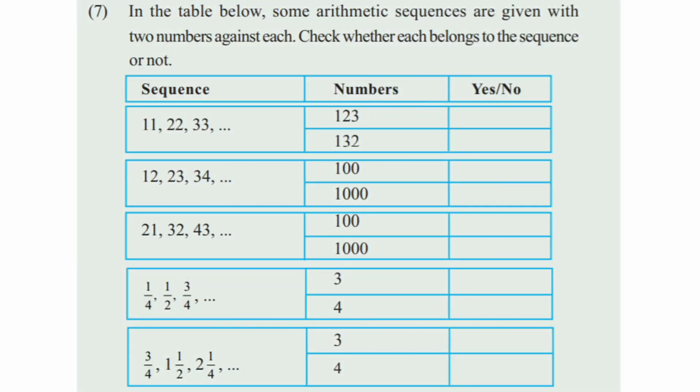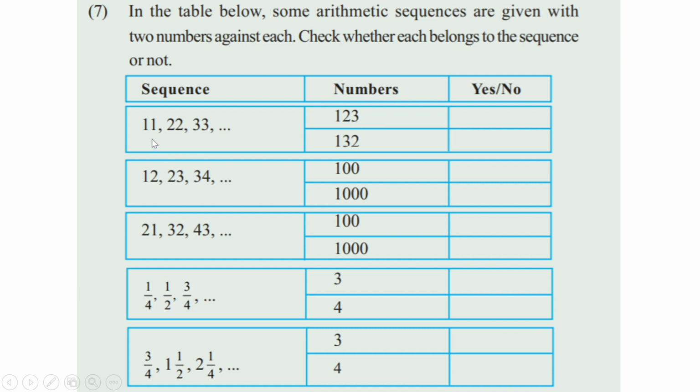And the second problem was this one. In the table below, some arithmetic sequences are given with 2 numbers against each. Check whether each belongs to the sequence or not. We have to take each number, for example 123, and find the difference between 123 and 11.